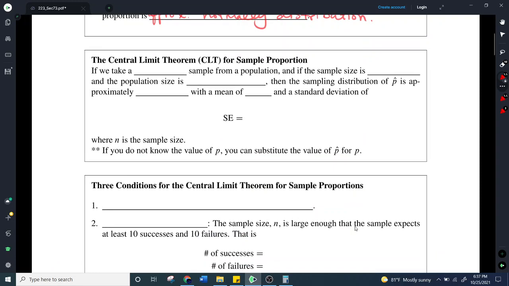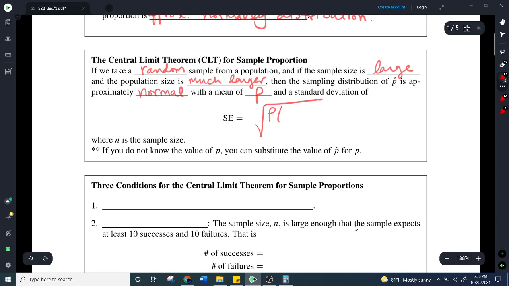It says if we take a random sample from a population, and if the sample size is large, and if the population size is much larger, and we'll be more specific about those in just a minute, then the sampling distribution of p hat is going to be approximately normal. It's going to follow a normal distribution with a mean of p and a standard deviation using that formula we used today in class: the square root of p times 1 minus p, divided by n. There are going to be some situations later where we don't know what p is, and we're trying to estimate what p is. In that case, we'll substitute the value of p hat in its place. We'll talk about that more in the next section.